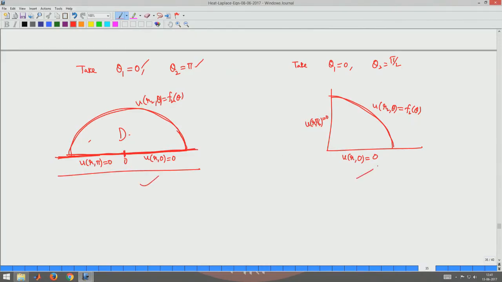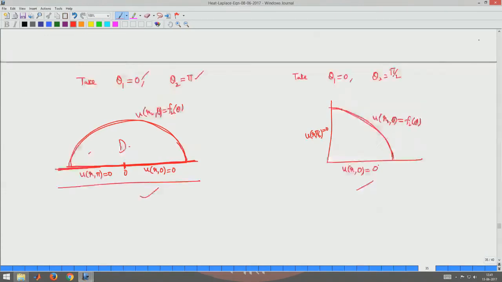So, only certain domains you can solve using polar coordinates, only some circular domains. Suppose you are given different things. Suppose this is non-zero, let us say some C1, and I maintain some non-zero temperature C2.